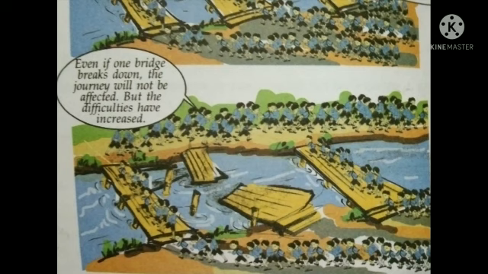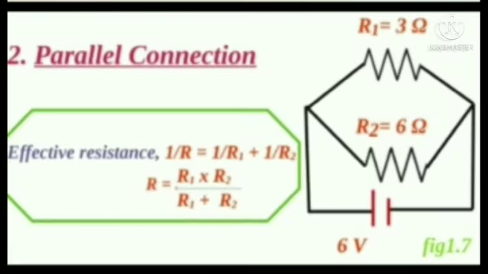So we can conclude the topic parallel connection. The effective resistance can be calculated by the equation 1 by R is equal to 1 by R1 plus 1 by R2. That is, R is equal to R1 into R2 by R1 plus R2. Here in the figure, we can see that two resistors are connected in parallel ways.